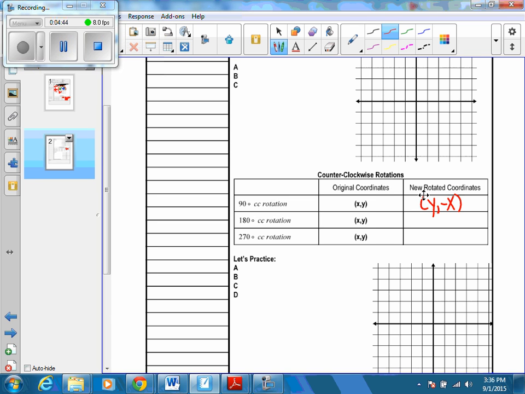When I have a 180-degree rotation, oops, I apologize, that's incorrect. So we'll have negative y, comma, x. For 180 degrees, once again, that'll just be the opposite. And last but not least, for a 270 counterclockwise rotation, we have y, comma, negative x. Okay, let's keep looking.